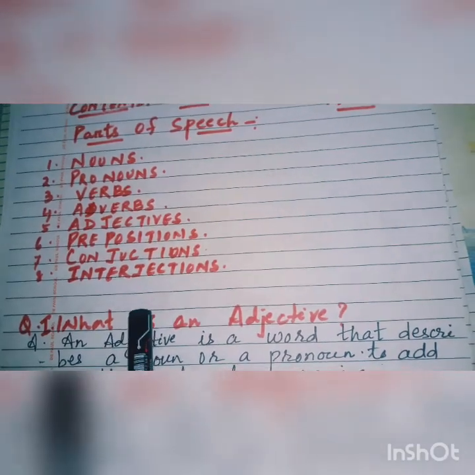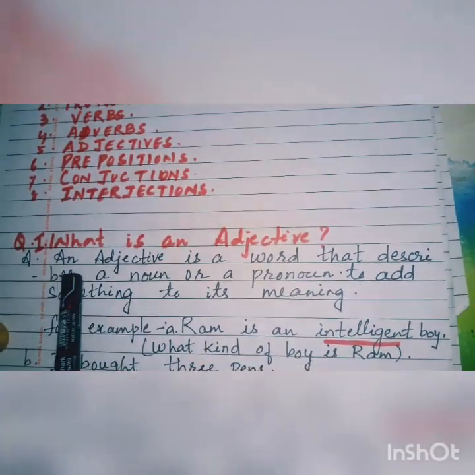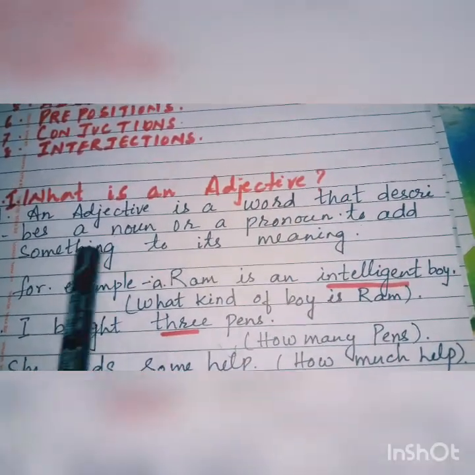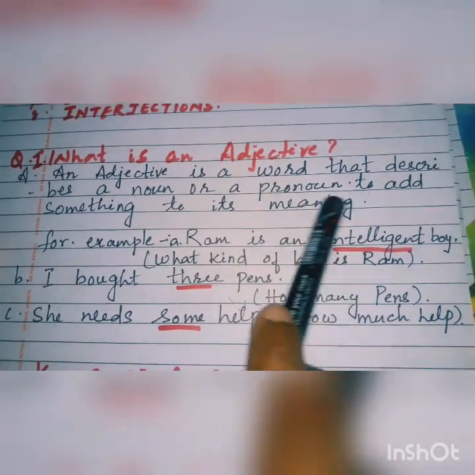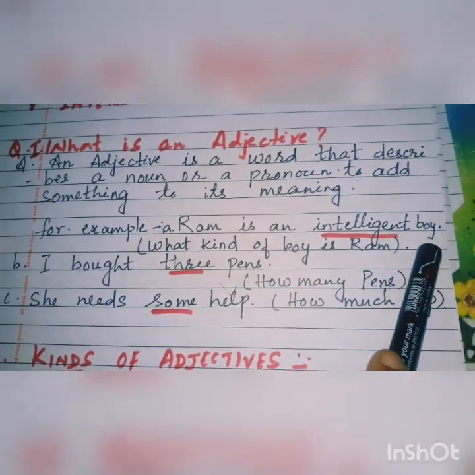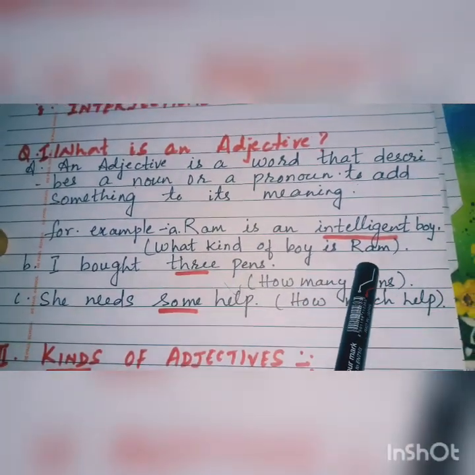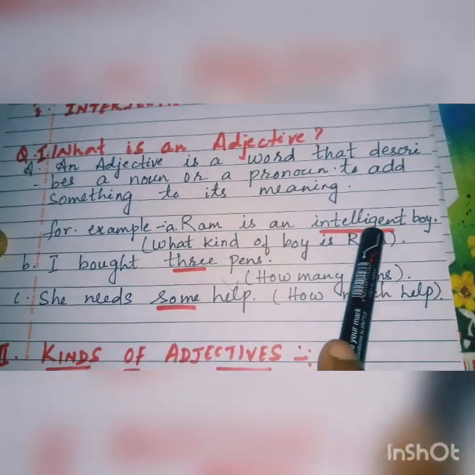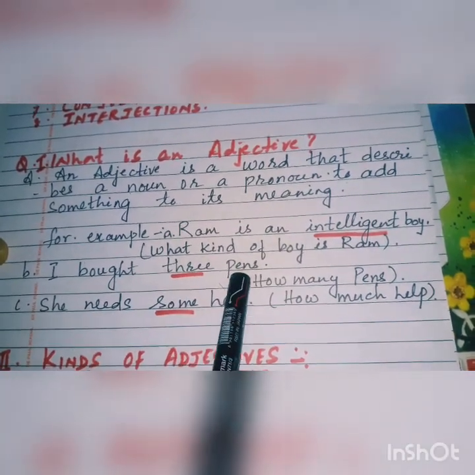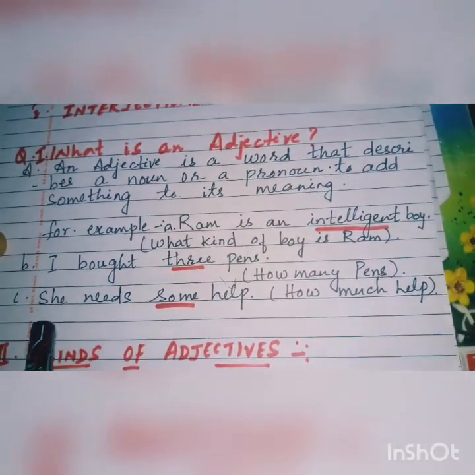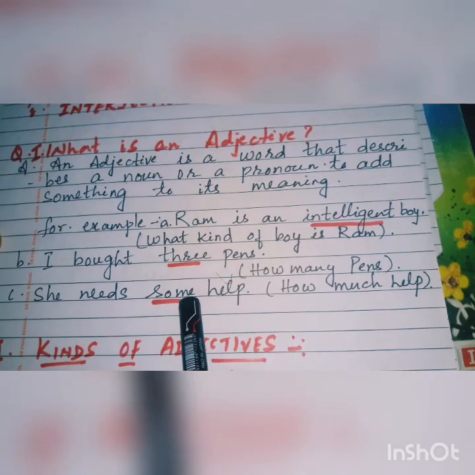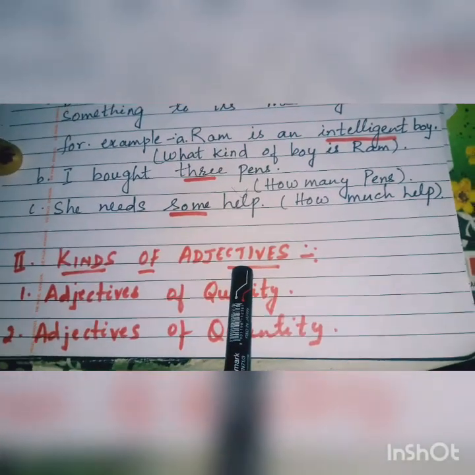Now let's begin with the meaning of adjective. What is an adjective? An adjective is a word that describes a noun or a pronoun to add something to its meaning. For example, Ram is an intelligent boy. What kind of boy is Ram? An intelligent boy. So here intelligent is the adjective. I bought 3 pens. How many pens? 3. Here 3 is the adjective. She needs some help. How much help? Some. Now let us deal with the kinds of adjectives.